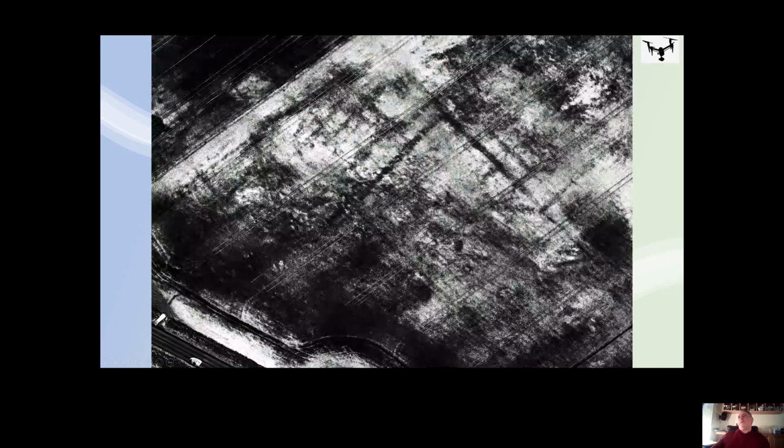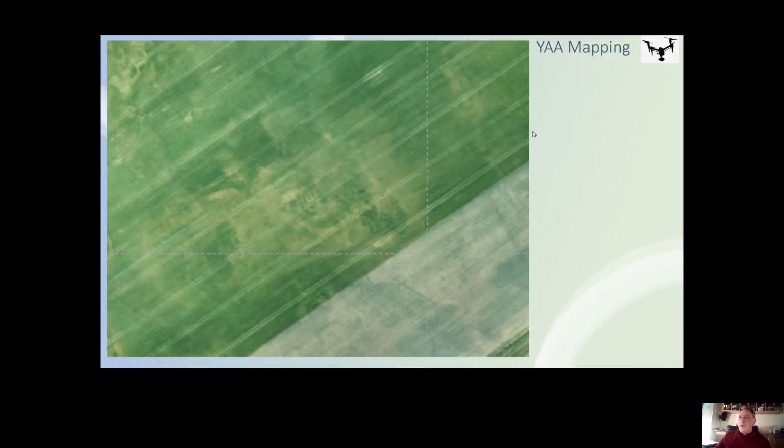So here they are, and you can see marked off a few interesting features for you. Circular feature there, what could be some roundhouses there, another big circle here, and again possible roundhouses on this rectangular structure just to the north there. Not sure what's going on there.